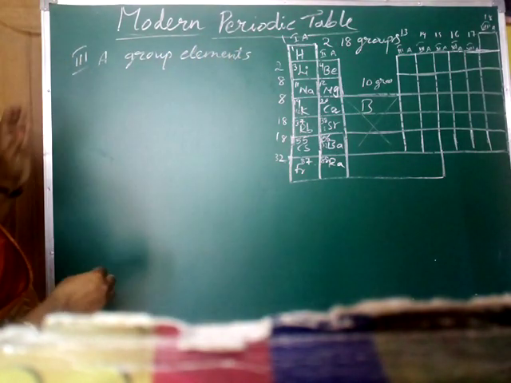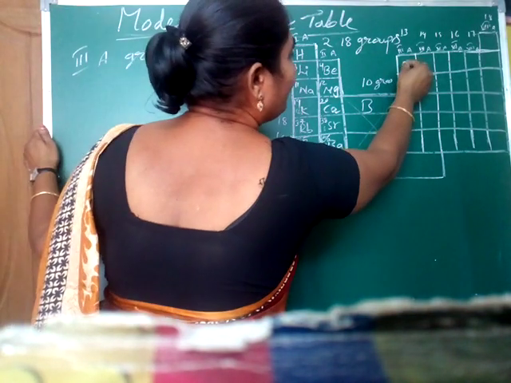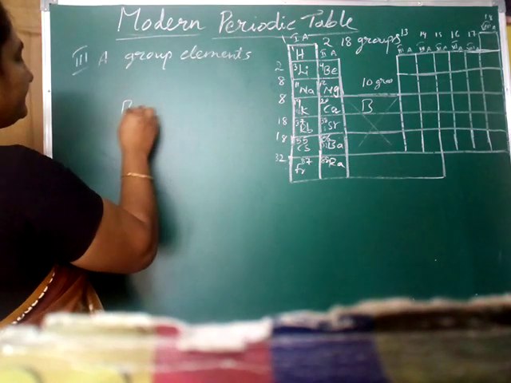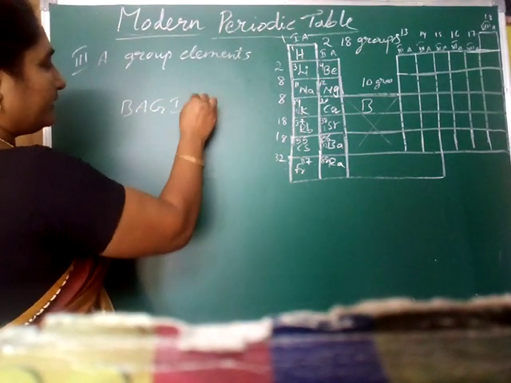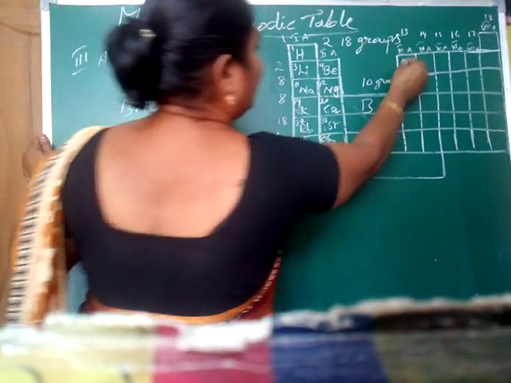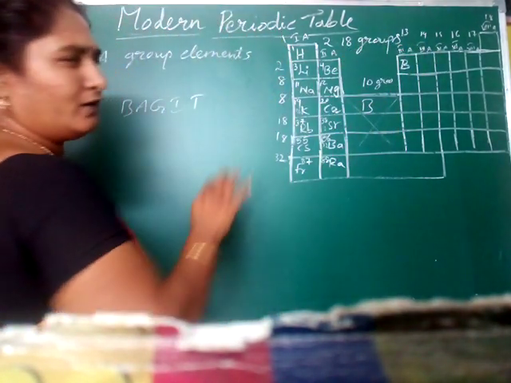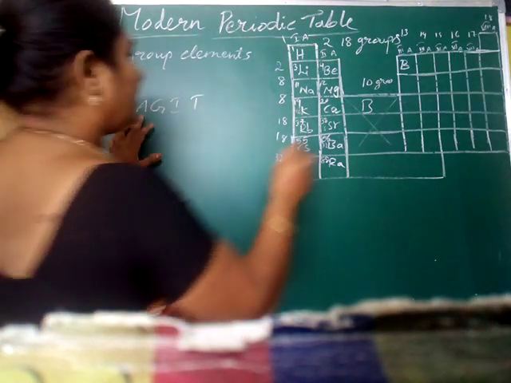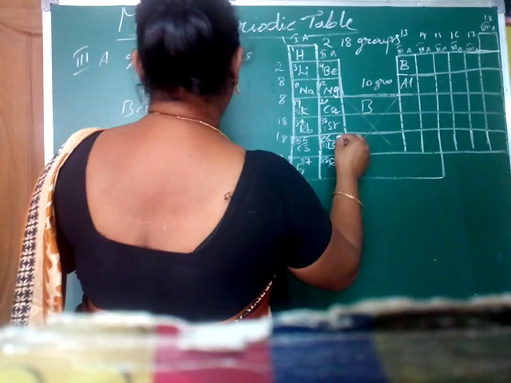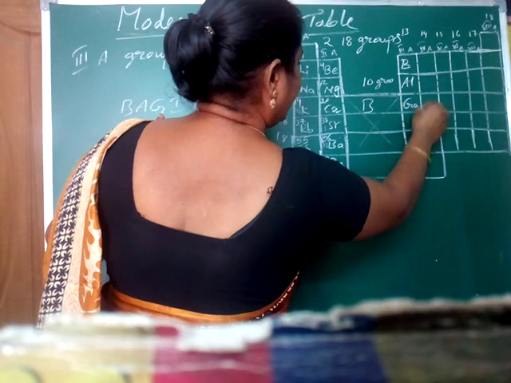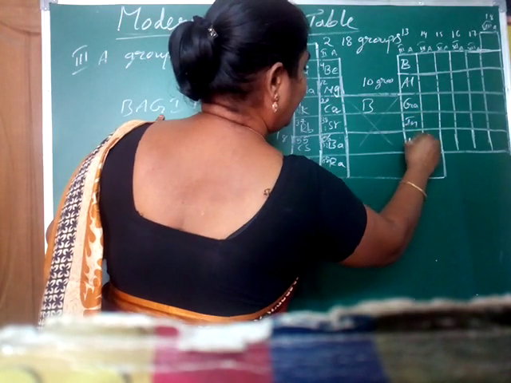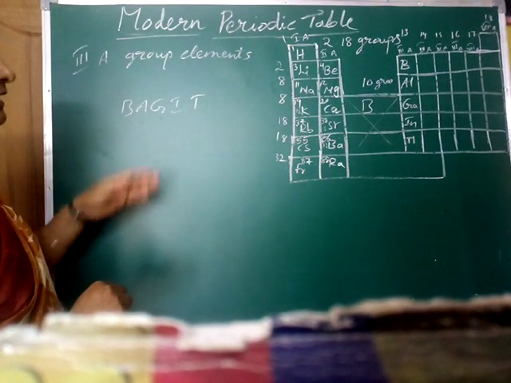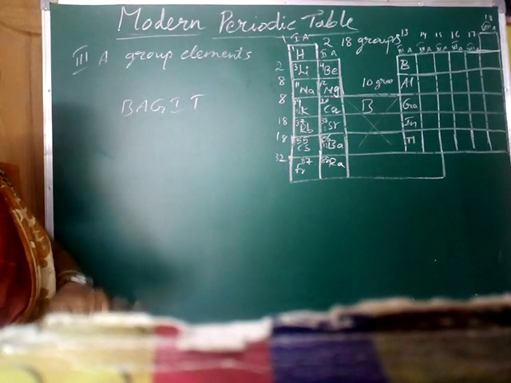Okay, what are the third A group elements, madam? I will write here "BAGIT". Simple form is BAGIT. You keep it in your mind. B means boron. Boron symbol is B. Only symbols I am writing, otherwise it appears very clumsy. And A means aluminium, and G means gallium, I means indium, and T thallium. Okay, these are the elements in third A group.